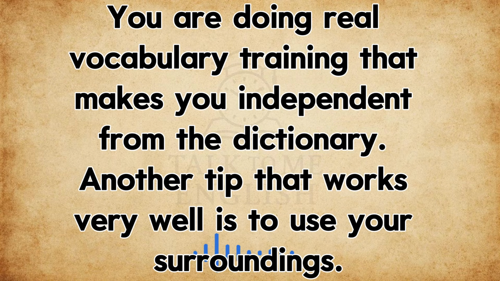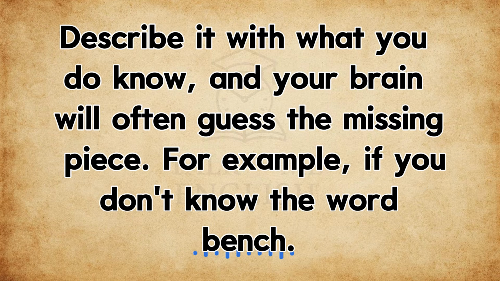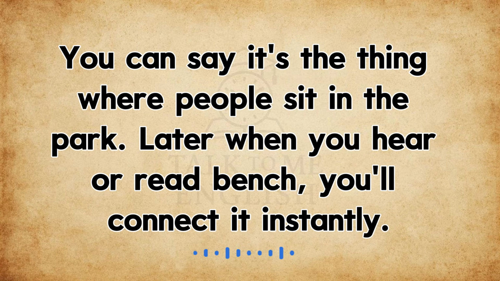Another tip that works very well is to use your surroundings. When you walk outside, look around and try to name what you see in English. If you don't know the exact word, describe it with what you do know, and your brain will often guess the missing piece. For example, if you don't know the word bench, you can say it's the thing where people sit in the park. Later, when you hear or read bench, you'll connect it instantly.